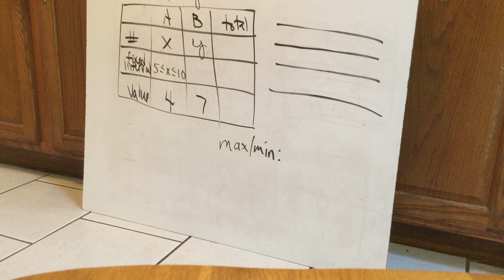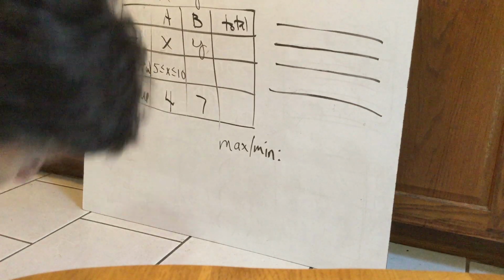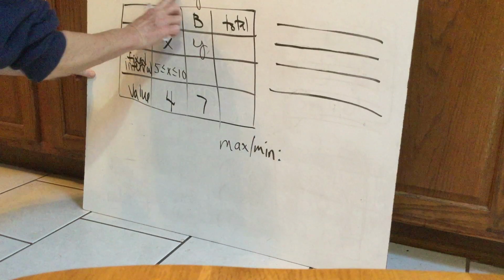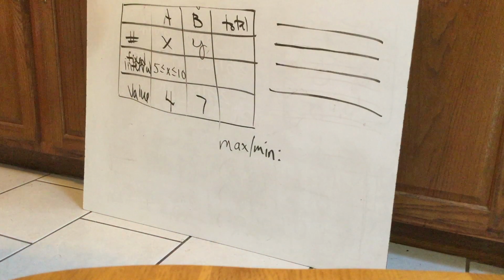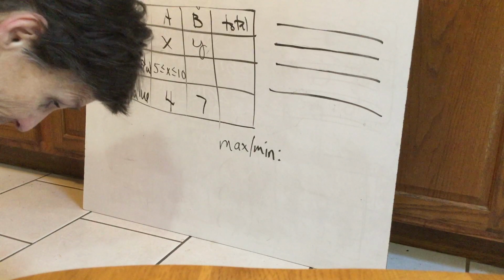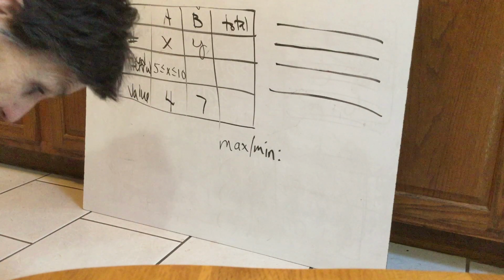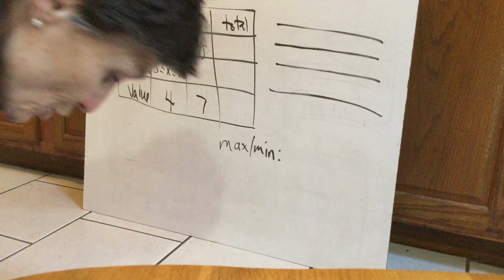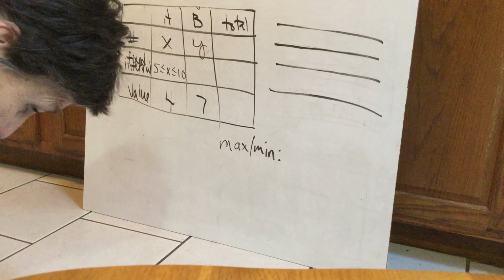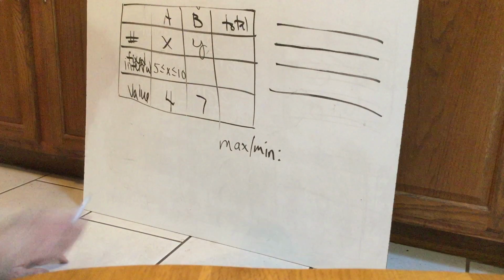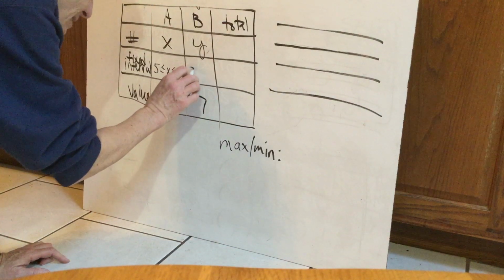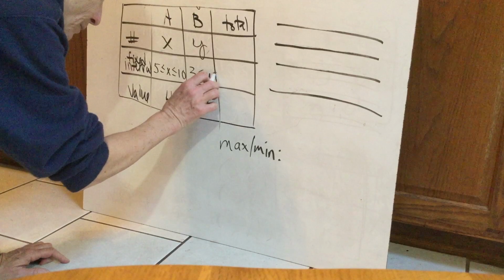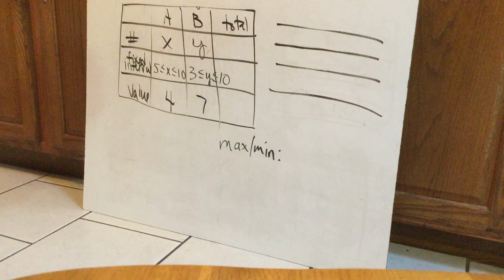X is going to represent the number of question A's. Y is going to represent the number of question B's. And I already know that X has to be between 5 and 10. Now, what else do I know? I got to do at least 3 B's, but no more than 10. So Y has to be between 3 and 10.